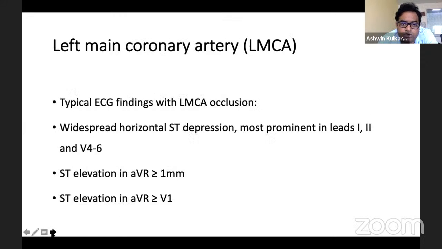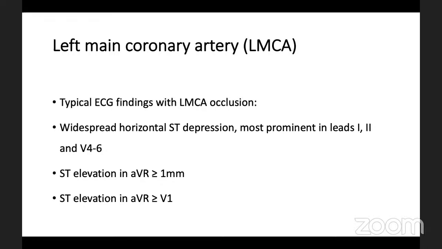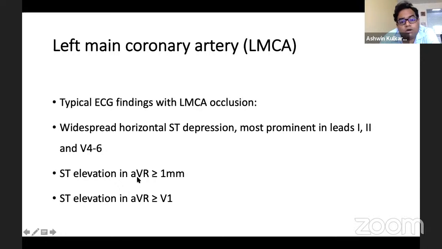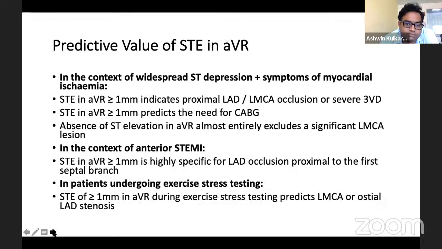So this is a typical feature of left main coronary artery occlusion. It's a very dangerous occlusion. There will be just widespread ST depressions and ST segment elevation of more than 1 mm. Why I'm telling you this is because the AVR is almost like an ignored lead. Most of us do not pay attention to the AVR and we are more focused on looking at the other leads. But if you see ST segment elevation in AVR along with ST depressions, it has to be taken very seriously because it could be an occlusion of the left main coronary artery.